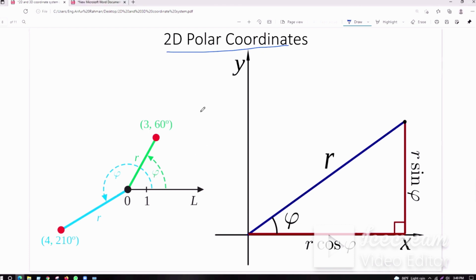Okay, so in the 2-dimensional case, we have to refer to two things, r and theta. The first number we mention here is called the modulus, and the second one is called the argument. So r is the modulus, theta is the argument here. Let's say, for example, (4, 210 degrees). So r, the modulus, is 4 in this case, and theta, the argument, is 210 degrees here.